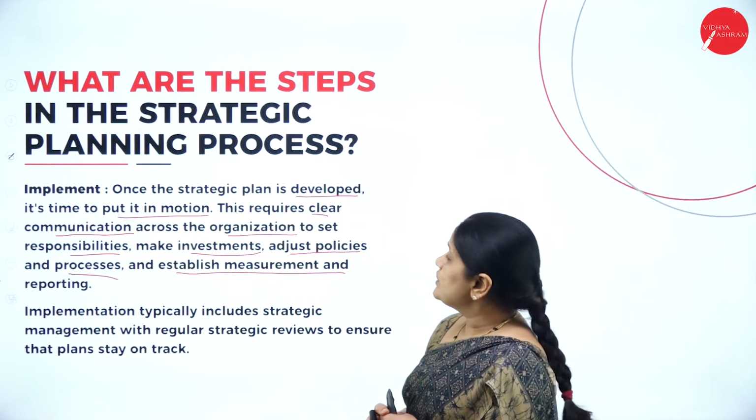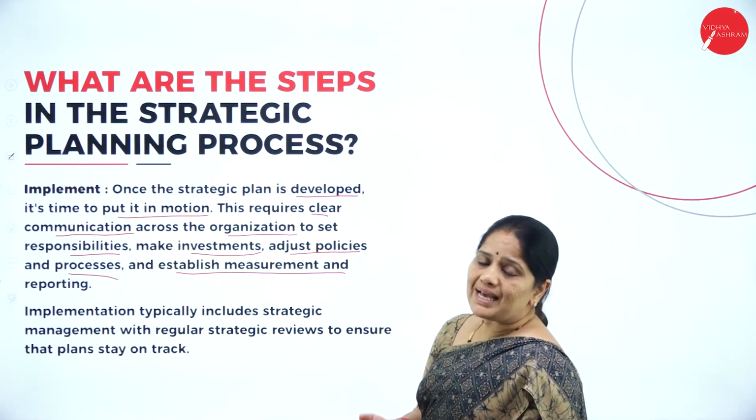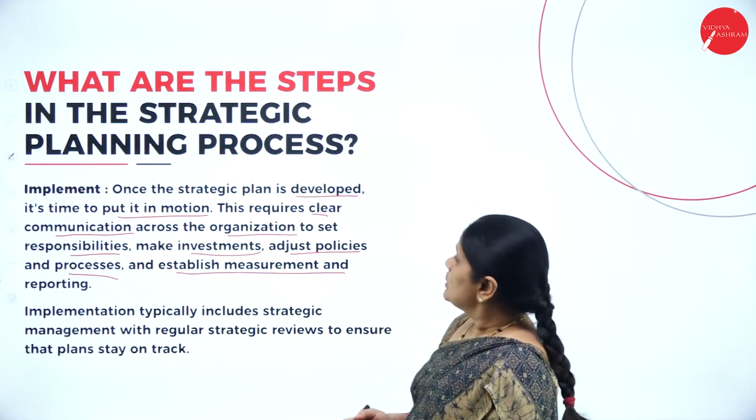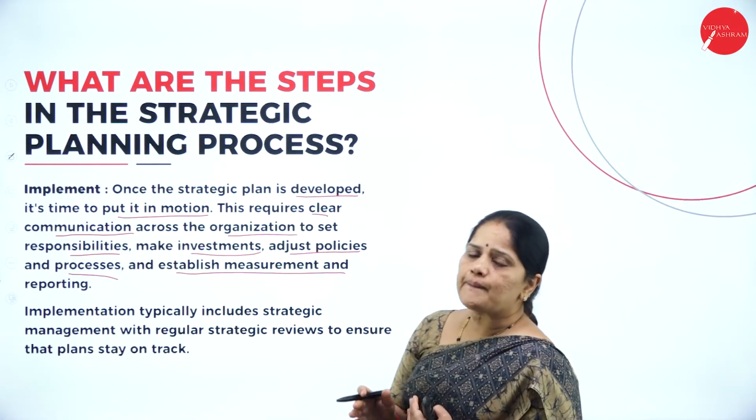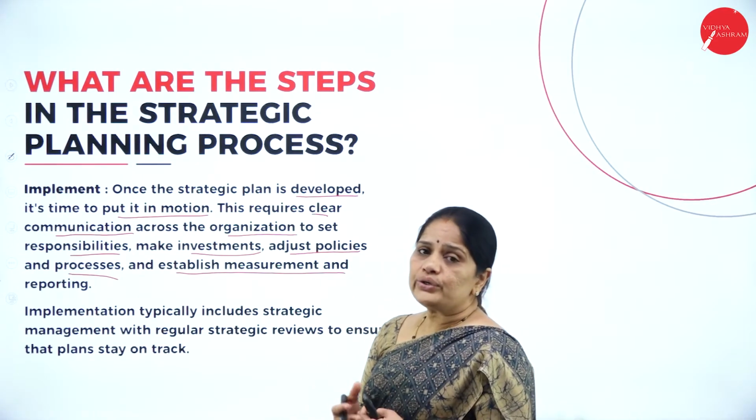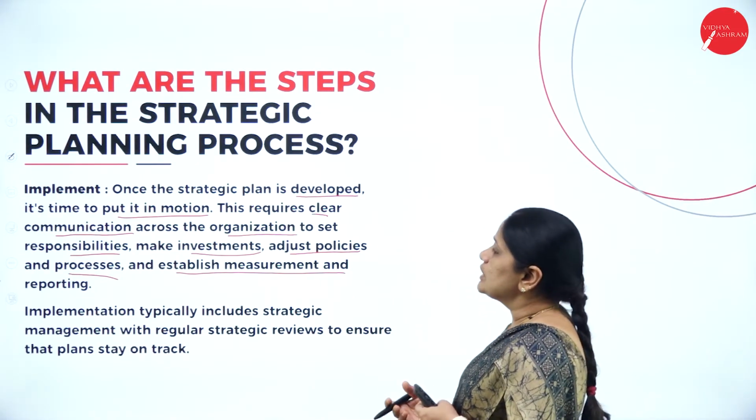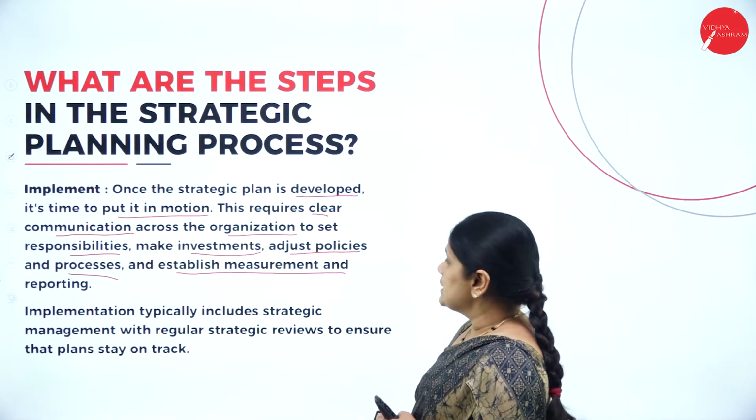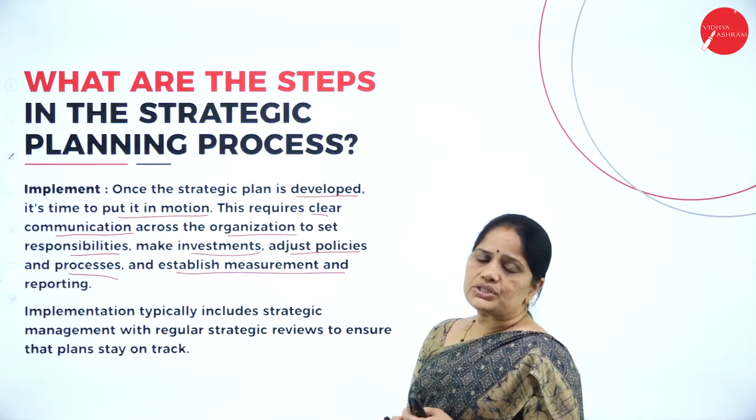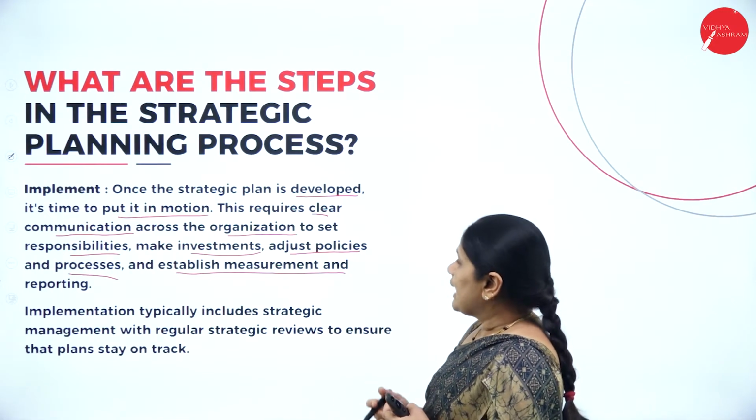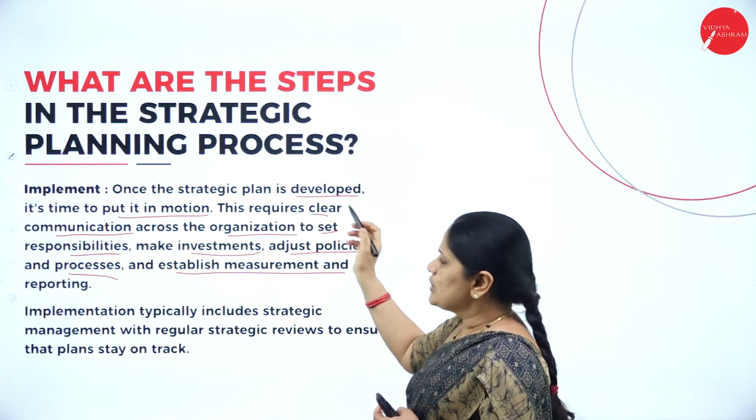So what do you have to implement here? Whatever plans we have formulated are to be put into action. It requires clear communication. Before you implement the plan, you need clear communication across the organization, the entire organization. Across the organization, you need to have clear communication, and then what else do you have to do?